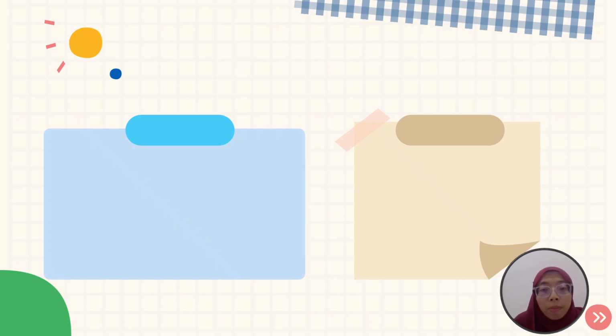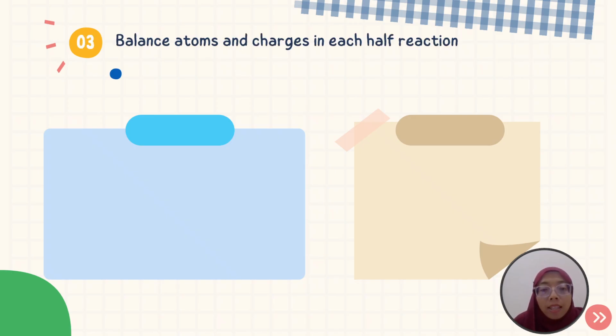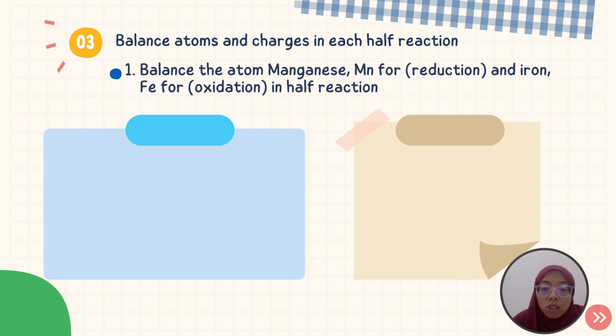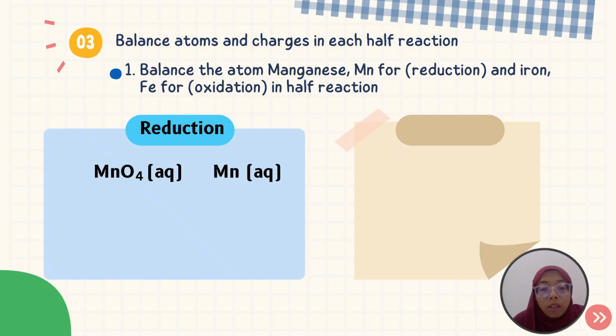Next, step number 3 is balance the atoms and charge in each half reaction. Okay, so in separate reduction and oxidation, we must do it one by one, balancing the atoms first, others, then oxygen and hydrogen. So for the reduction part, okay, from permanganate ion MnO4 minus to Mn2 plus. Okay, so balance the atom manganese or Mn.